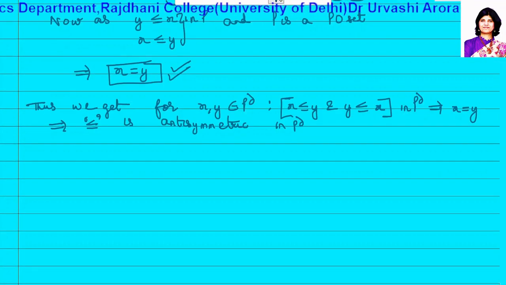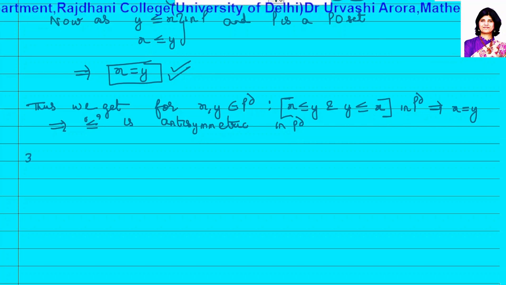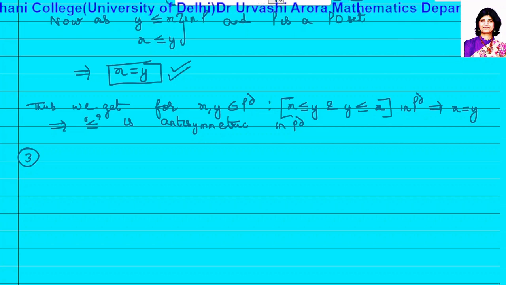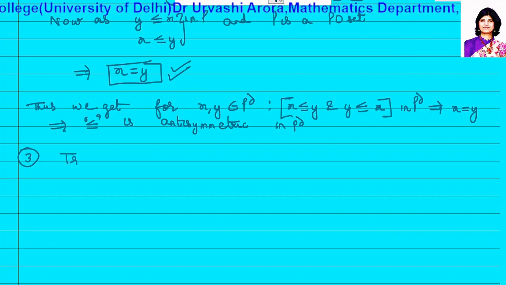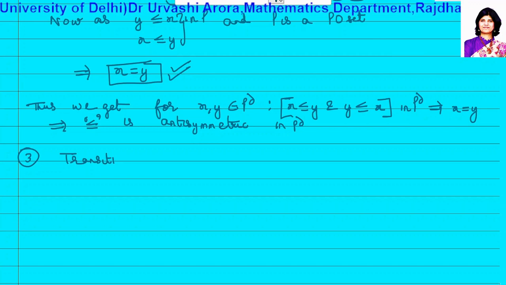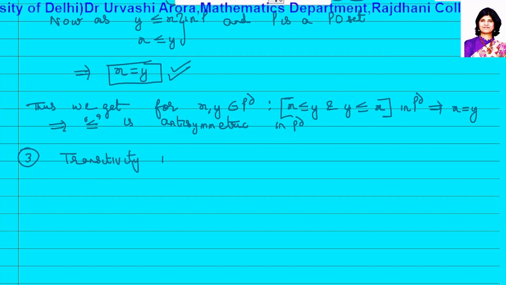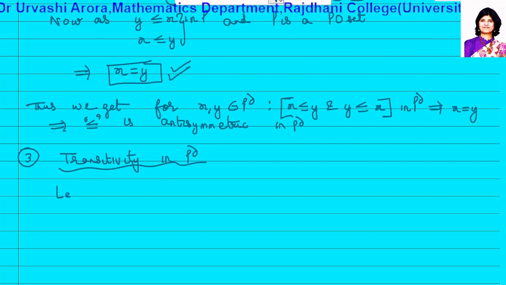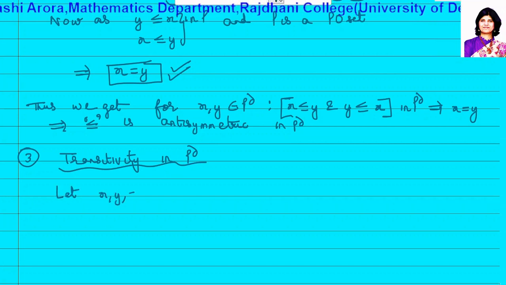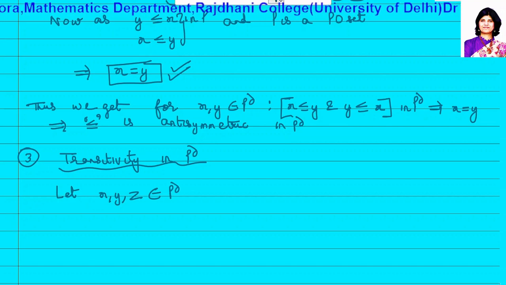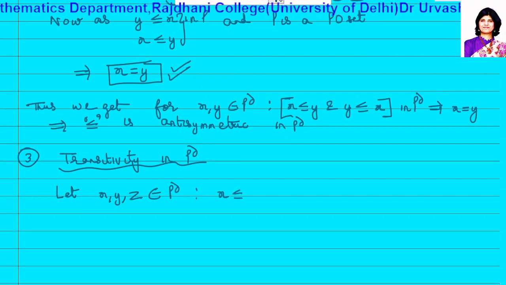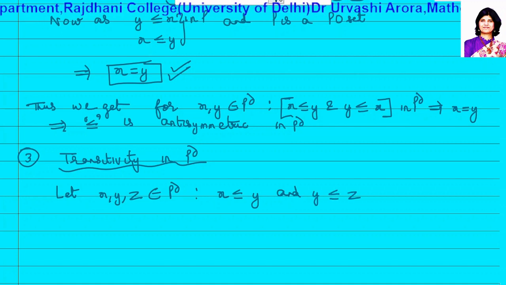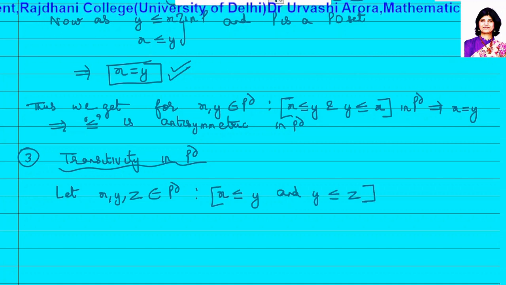So we have established so far reflexivity in P dual, we have established antisymmetry in P dual, and now the third and last property that we need to establish in P dual in order to show that it's a PO set is transitivity in P dual. So for transitivity, let me take three elements x, y and z belonging to P dual, such that x is related to y and y is related to z, and both these relations happen in P dual.